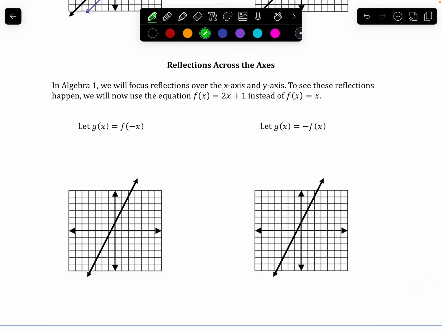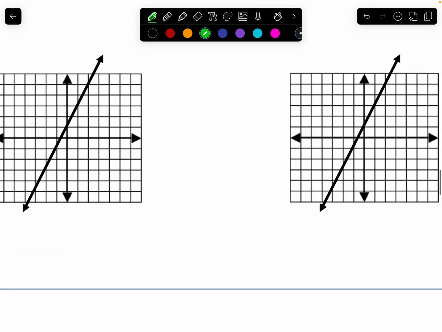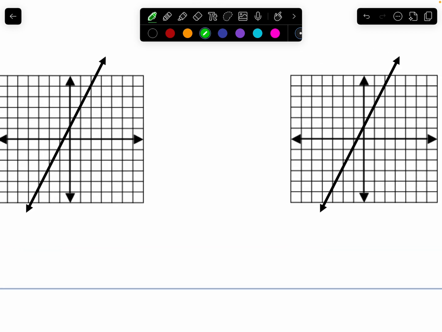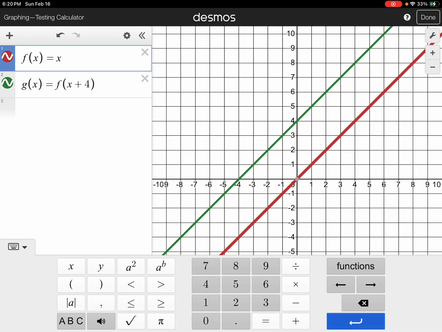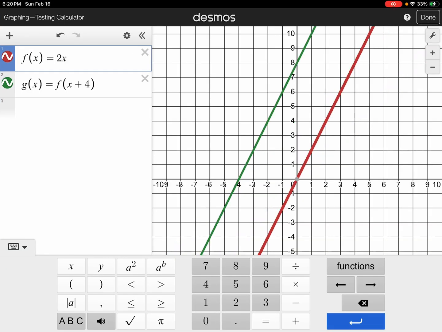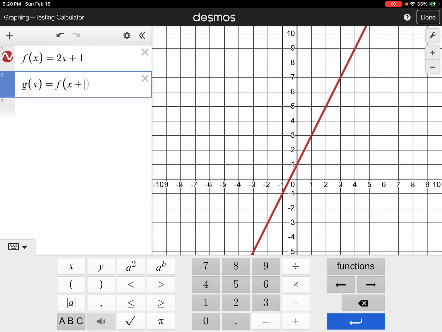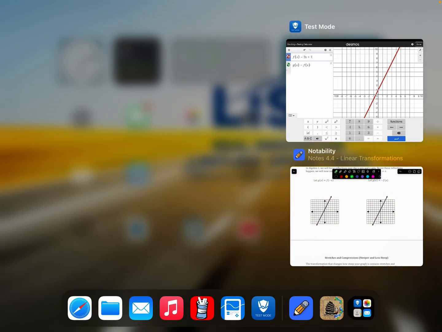So now let's talk about reflections across the axes. In Algebra 1, we will focus on reflections over the x and y axis. To see these reflections happen, we're actually going to use a slightly different equation. We're going to use f of x equals 2x plus 1 instead of f of x equals x. If you look at the 2 graphs below, I've actually gone ahead and graphed the 2x plus 1 for you, but I need to change that in Desmos. So we're going to have this as 2x plus 1, and then we are going to make this f of x just so that it's the same for now.